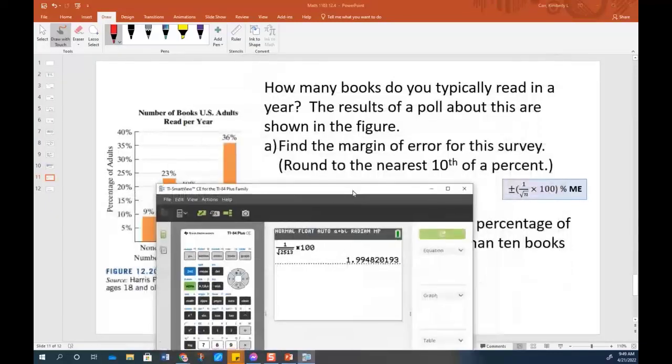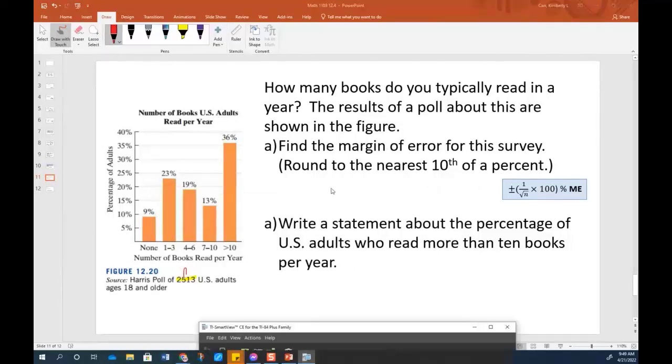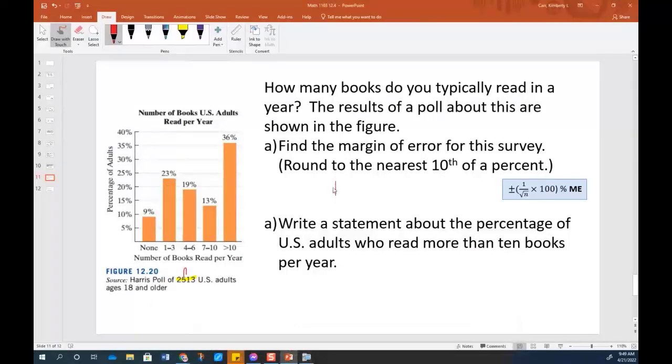Now, this one actually does tell me to round to the nearest tenth of a percent. So this is the percentage. So one spot after the decimal would be the tenth of the percent. So that's actually going to make this round to 2.0. So it's going to be plus or minus 2.0%. That's my margin of error.